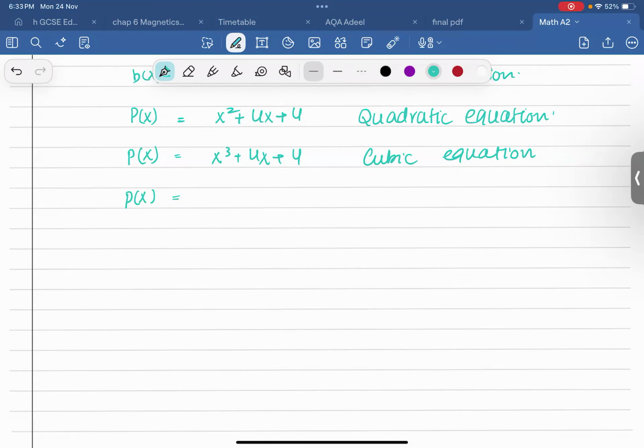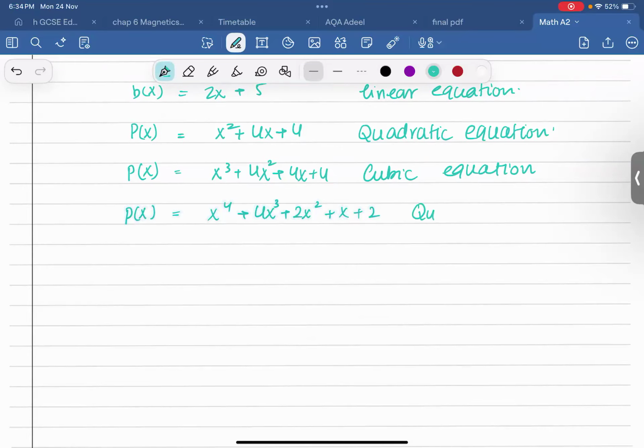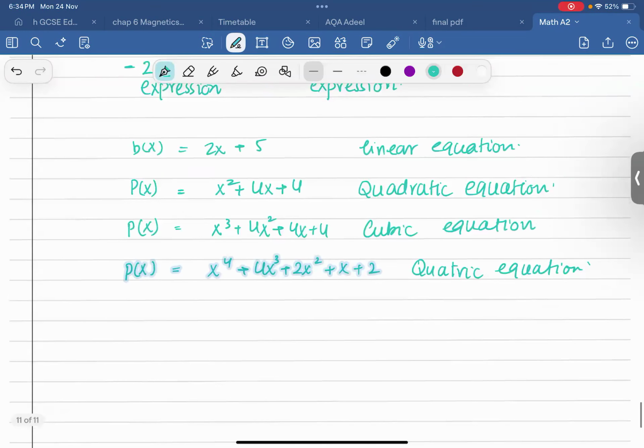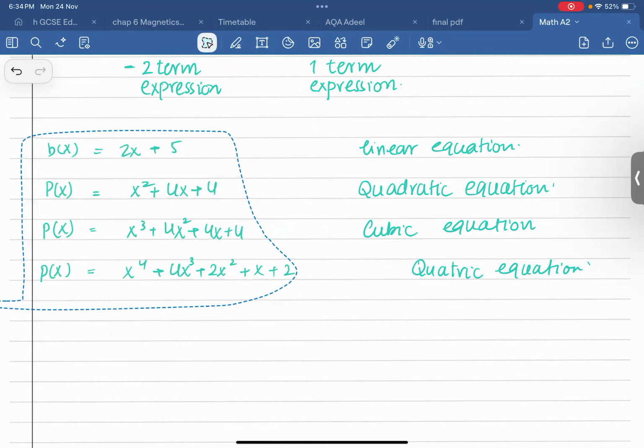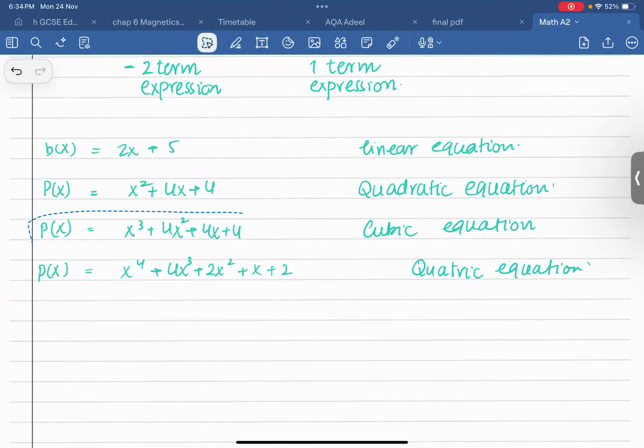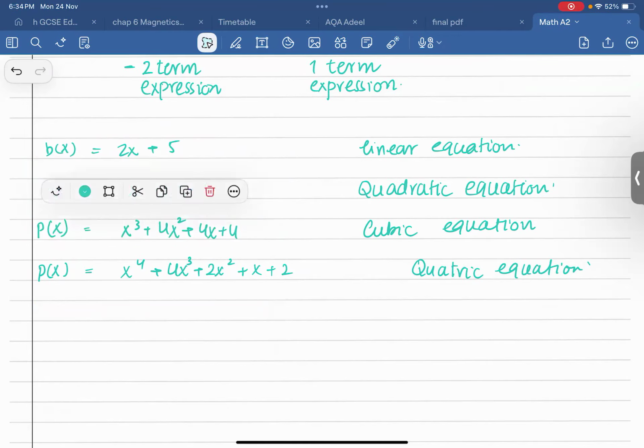And if you consider one more equation, let's say 4x to the power 4 plus 4x cubed plus 2x squared plus x plus 2, a random equation, okay, so this is going to be a quartic equation. You don't have to remember the name, right? And after that we'll have the quintic equation, the equation that has a maximum power of 5, right? But all of them are basically polynomials except the first one, because the first one is a binomial, right? The linear equation is a binomial, right?